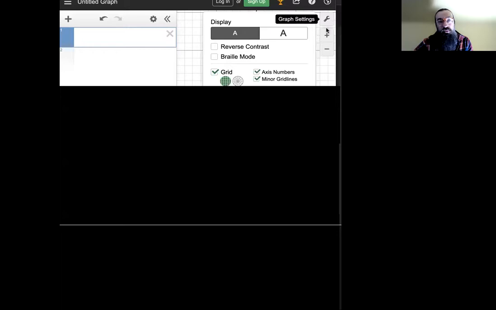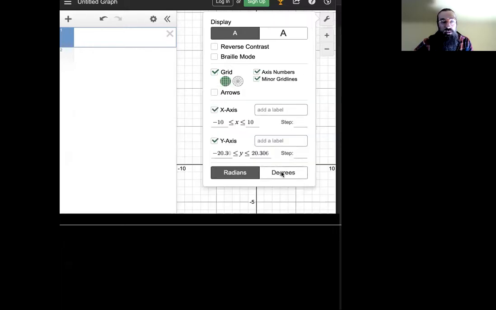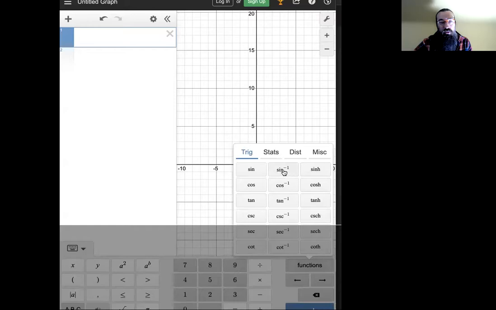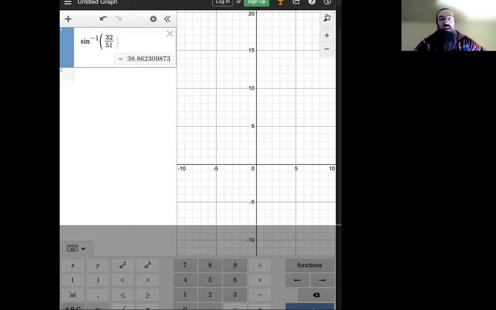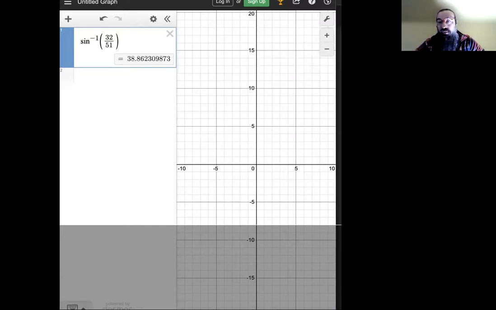You know what that means? It means we go to Desmos and we're going to click on degrees just like before. We're going to type in, click on this calculator, and we're going to look for that inverse sine. Sine to the -1. It's not talking about a power, that is the inverse sine. So we type 32 over 51. And notice that if I had not changed to degrees, it would show up as 0.67. So if that's what you're getting, that's what you did wrong. So make sure you've got it in degrees.